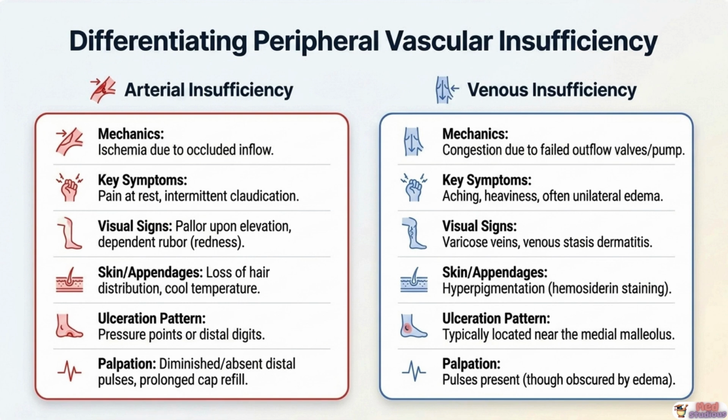Venous insufficiency, by contrast, results from congestion due to failed outflow valves or pump function, producing aching, heaviness, and often unilateral edema as key symptoms, varicose veins and venous stasis dermatitis as visual signs, hyperpigmentation from hemosiderin staining, ulceration typically near the medial malleolus, and pulses that remain present, though sometimes obscured by overlying edema. Confusing these two conditions can lead to dangerously inappropriate treatment, since compression therapy that helps venous disease can actively worsen arterial ischemia, making this distinction far more than an academic exercise.